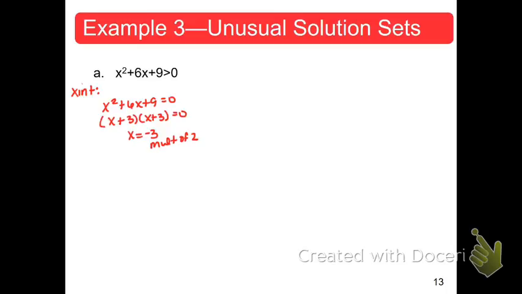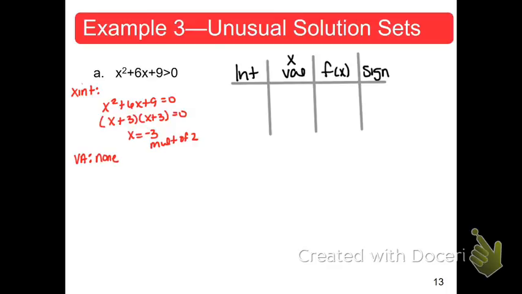All right, and then vertical asymptotes. Remember, vertical asymptotes again are the uncanceled factors of the denominator, and I don't have a denominator, so that means I don't have any vertical asymptotes. Yay! All right, so once you got that, we're ready to set up our interval table. So let's do that.